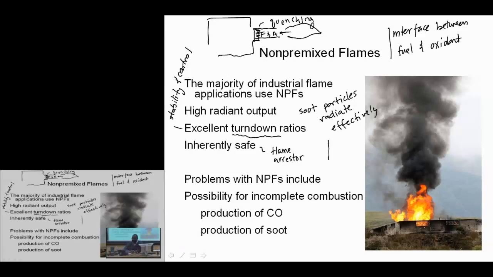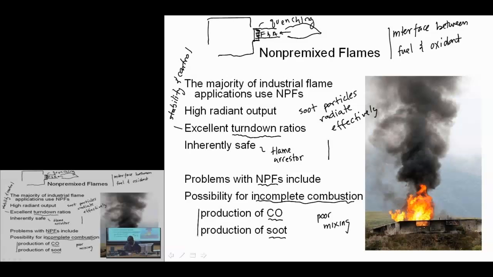Now, having said that, there are problems with non-premixed flames, and it's the fact that there are incomplete combustion products produced in these systems because of the poor mixing. And so we produce lots of carbon monoxide, lots of soot, which can be good in certain scenarios, for example when we want to get heat transfer. But obviously, from a fire perspective, these things are negatives and pose hazards.